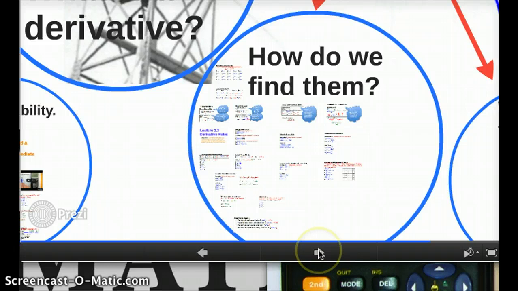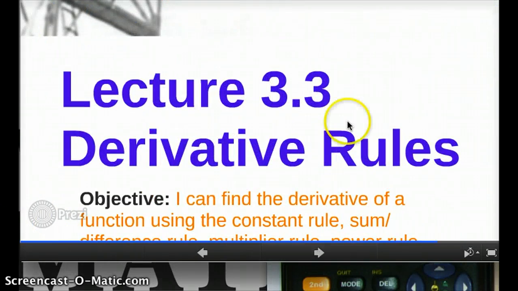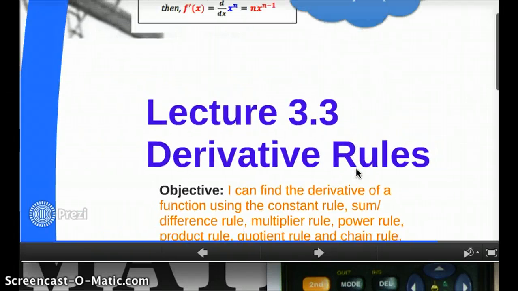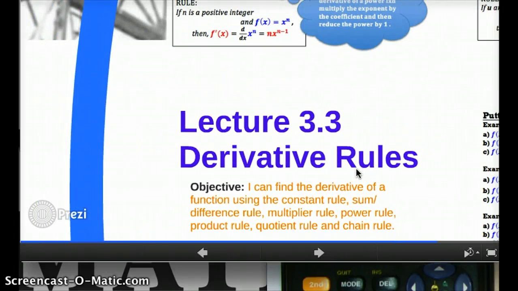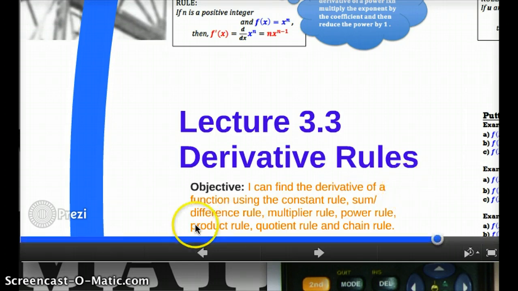If you remember, we've been talking about how to find derivatives. And we started out with four rules in class on Monday: the constant rule, the sum difference rule, the multiplier rule, and the power rule. And last night's video, you talked about how these four rules could actually help you out in some more complicated situations, particularly with negative exponents and fractional exponents. Well, today's lecture, we're going to talk about two more rules. They're called the product rule and the quotient rule.